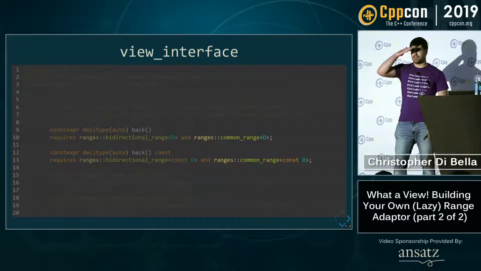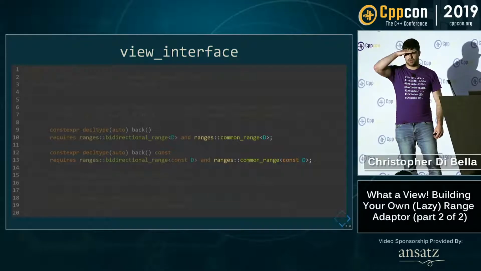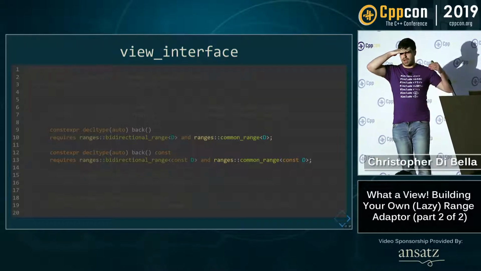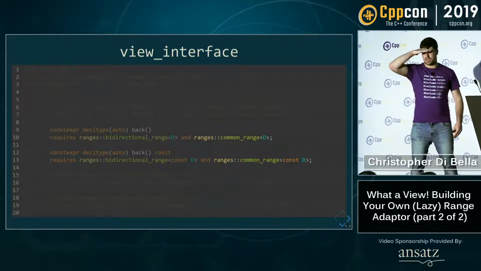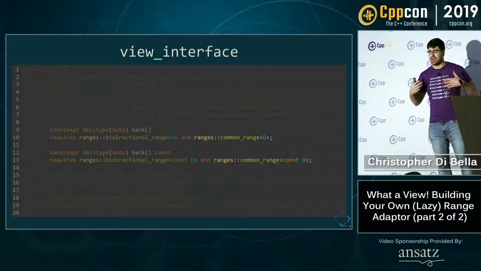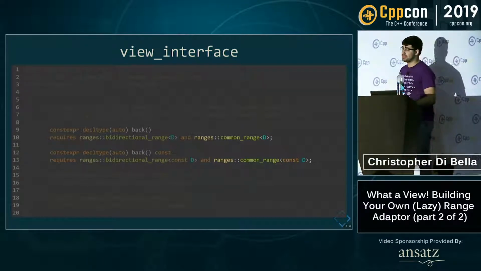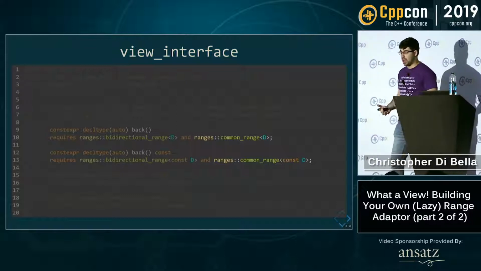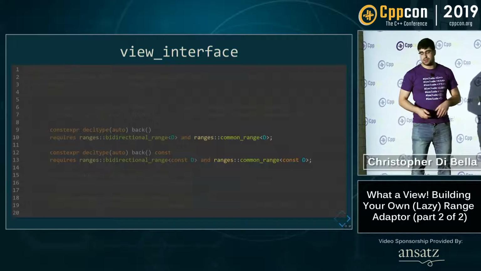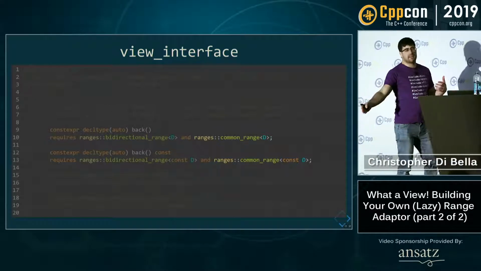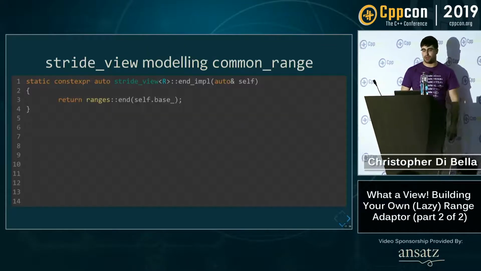Can I get a show of hands, please, for those who didn't come to the last session, or those who want a refresher on what a common range is, please. Okay, so a common range is a range whose begin and end are the same type. So that means that the iterator and the sentinel are the same type. And so we don't meet that requirement yet, and we should probably fix that. So let's get StrideView to model common range.